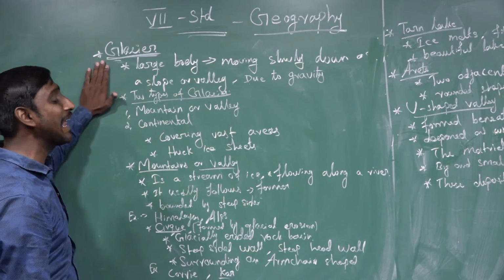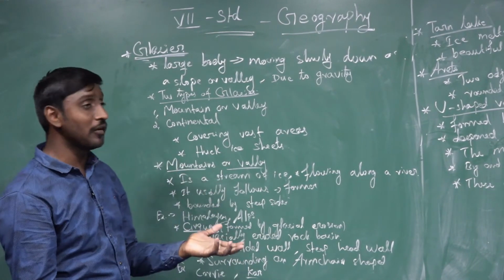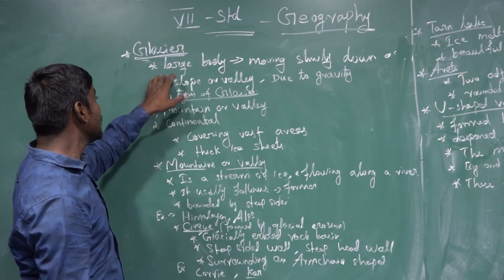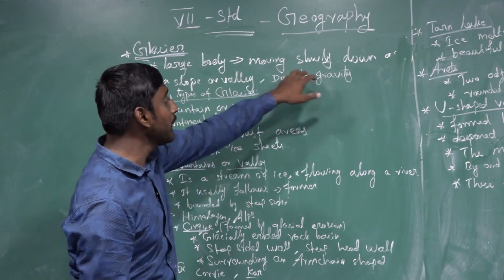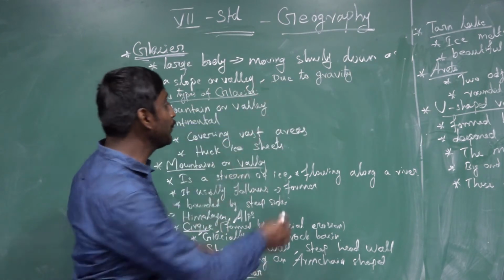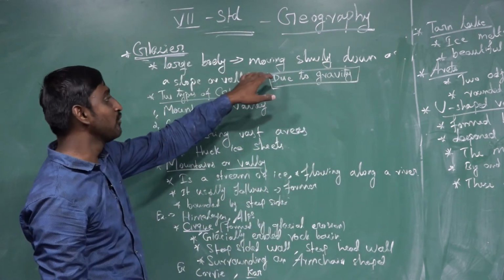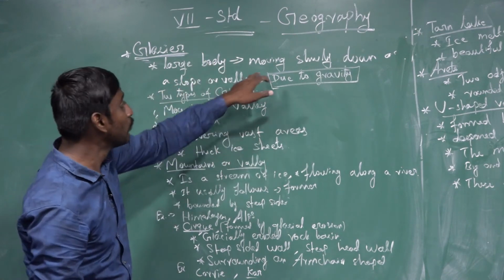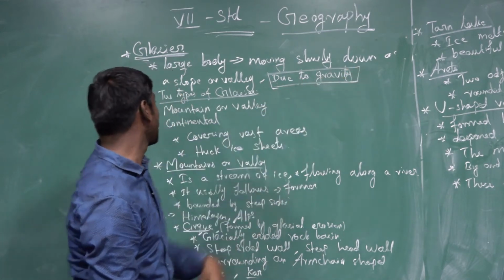Next, glaciers. A glacier is a large body of ice moving slowly down a slope or valley due to gravity.